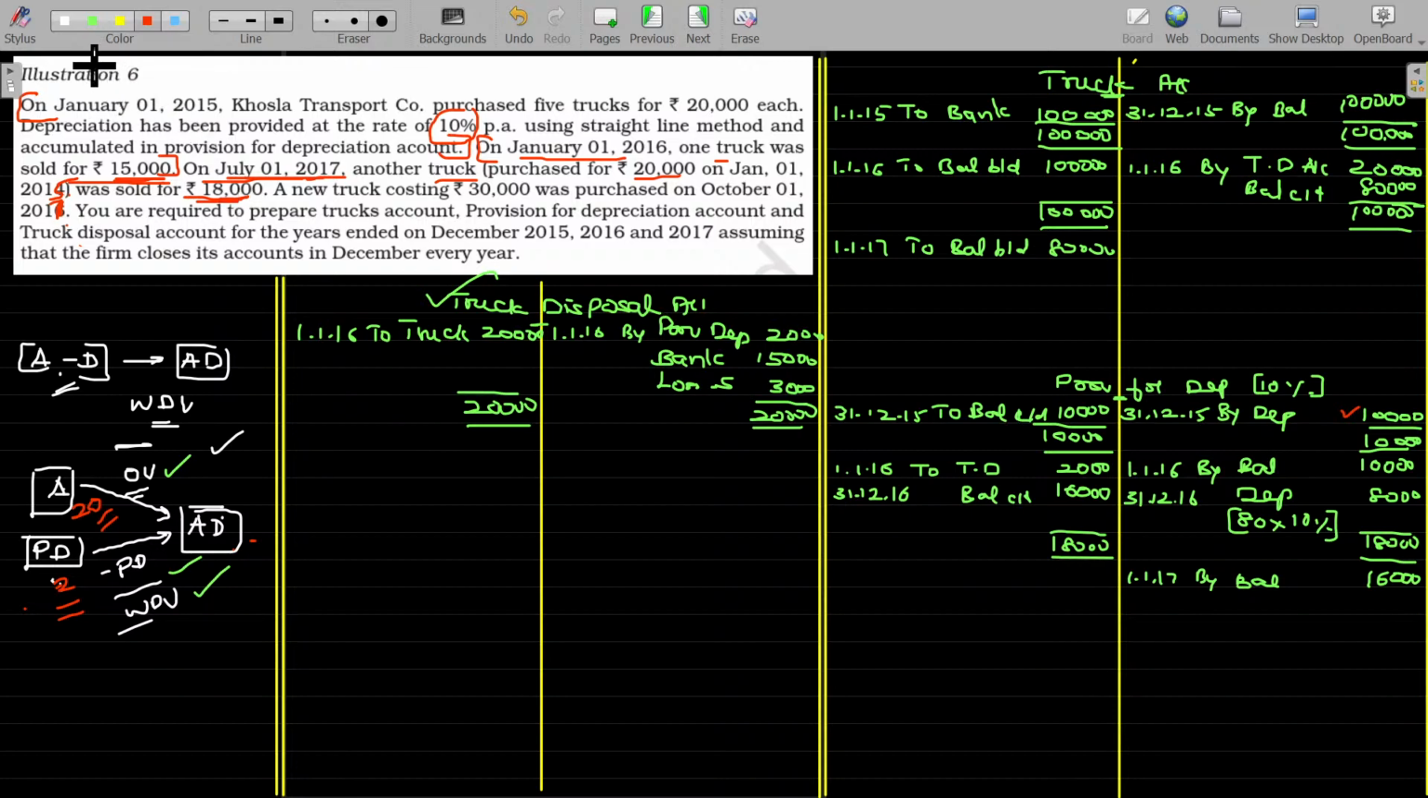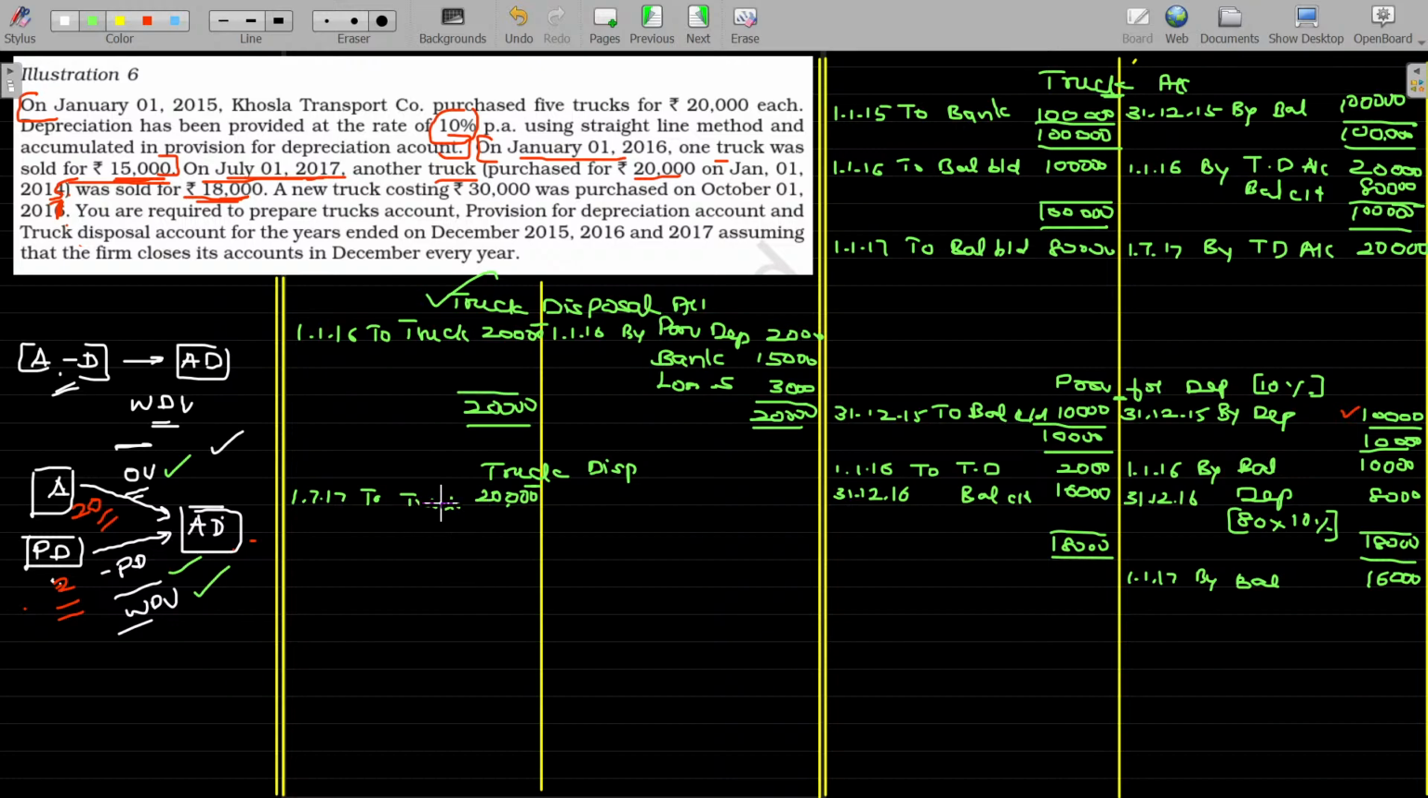So when the asset is sold, automatically you have to transfer the original value from the assets account to the asset disposal account. The date of sale being 1st July 17, by truck disposal account, the original value of that asset being 20,000 should be transferred to the truck disposal account. Once again, the date of transfer being 1/7/17, to truck, the value being 20,000.